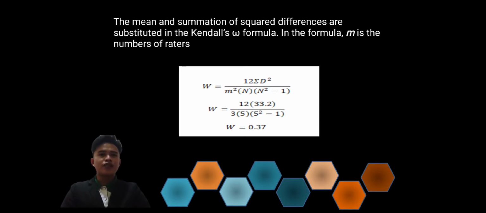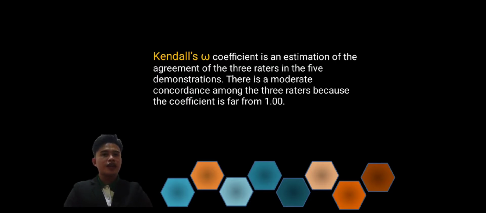Then we substitute the values, so we can have W is equal to 12 times 33.2 divided by 3 times 5 times the quantity of 5 squared minus 1. So by computing it, we will have a W equal to 0.37. Kendall's W actually is an estimation as to what degree the 3 raters in the 5 demonstration agreed. So since the coefficient is far from 1.00, then there is only a moderate concordance among the 3 raters.